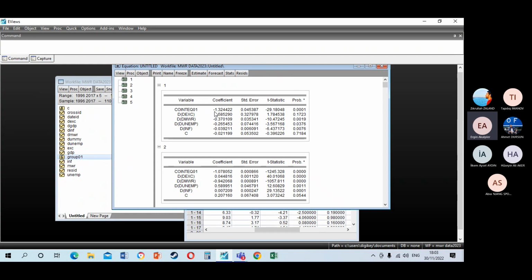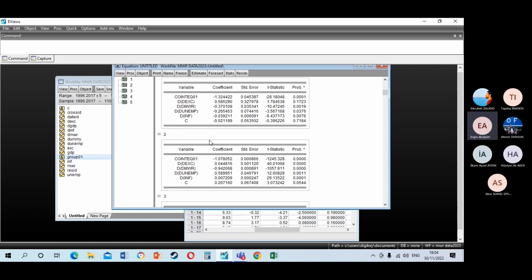For Brazil, it is negative, and it means the speed of adjustment is satisfied, and the probability value is also satisfied. The relationship between GDP and exchange rate is positive, 0.58. Between minimum wage and GDP, there is minus 0.37, for unemployment 0.26, and for inflation minus 0.03, which is weak and low. Then the second country is also negative, which is good. The speed of adjustment is also good, bringing the system to equilibrium. The speed of adjustment is 1.7, and the exchange rate has a positive relationship, and the probability value is satisfied, as you see here. For Russia, this is also satisfied. For the minimum wage, it is negative 0.94.